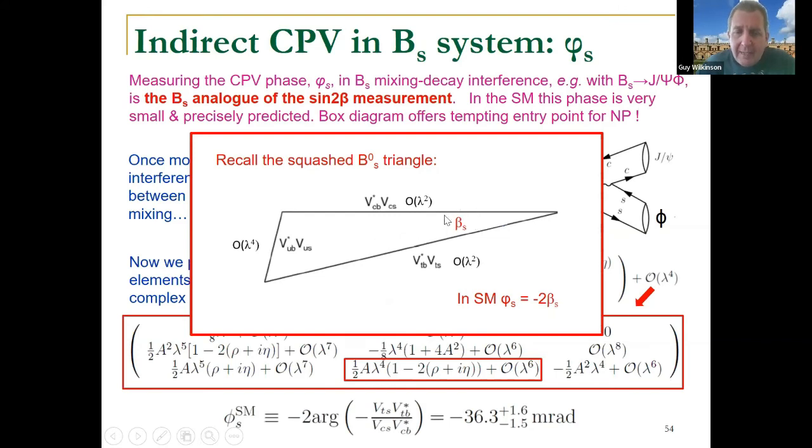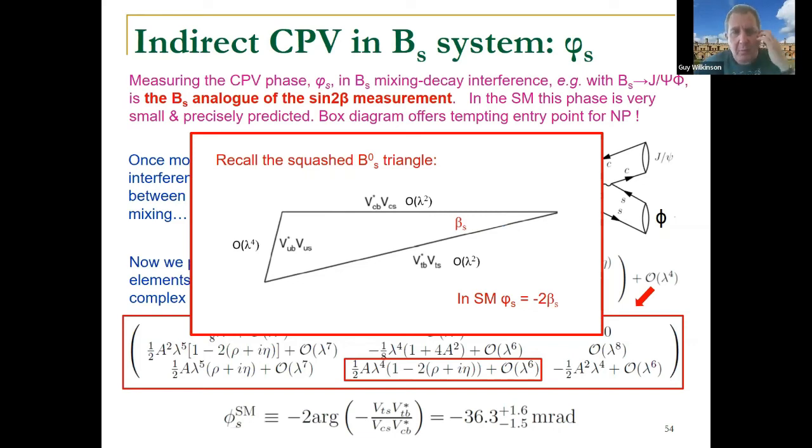And this can be related to the phase of this triangle. In the triangle, in the standard model, this phi s, which is the thing we'll measure, is just the same as 2 beta s with a minus sign. So beta s, therefore, is something like 18 milliradians. It's a very squashed triangle.